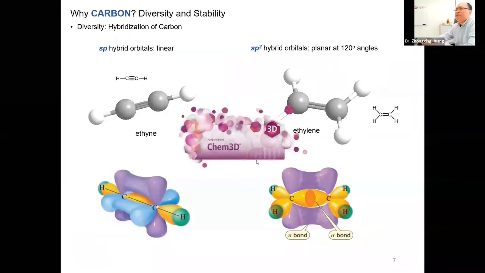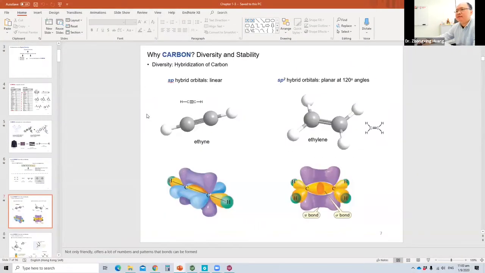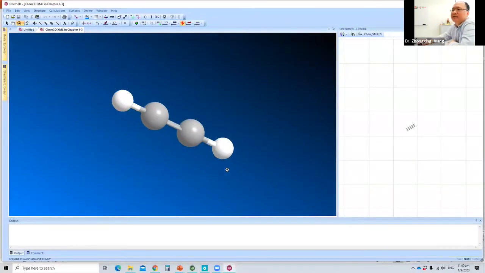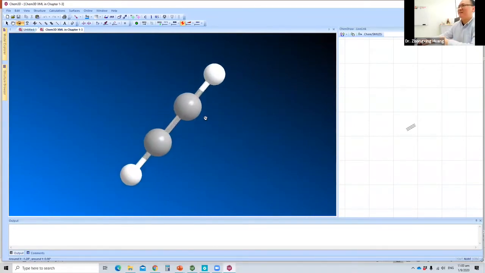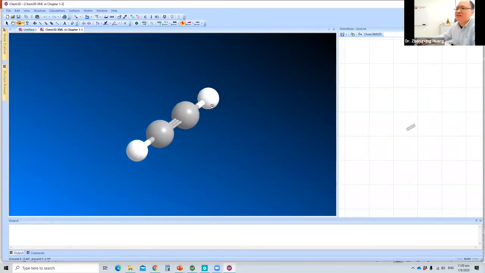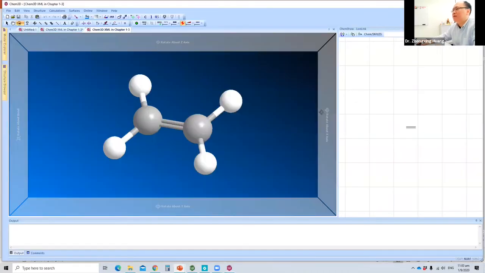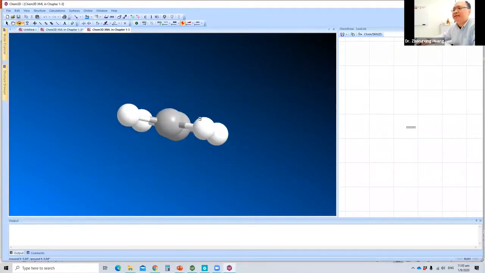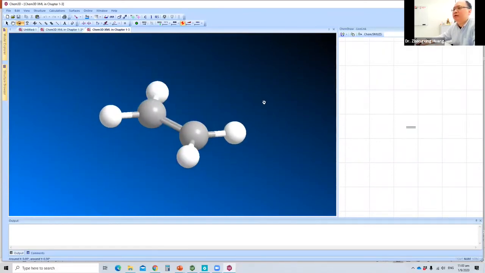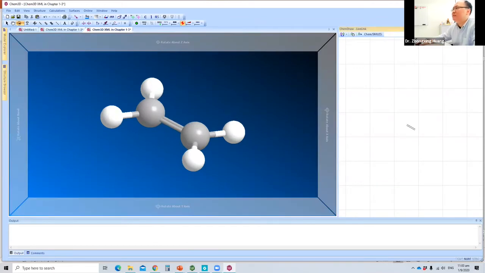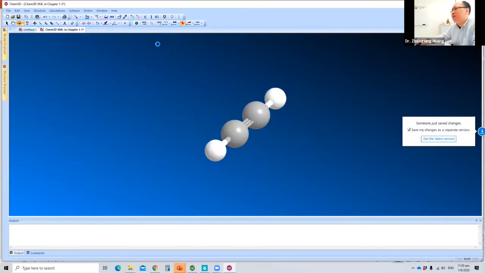If you look at these two structures, they are actually very different. If I click this, the alkyne is linear. You can see this structure, right? I hope so. This is linear. And if you look at the alkene, it's not linear, it's planar. It's a 2D structure. So it's composed of the same element, but one is linear and one is planar. Really nice.